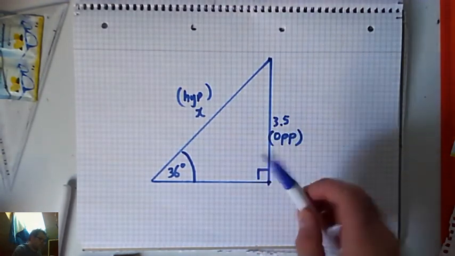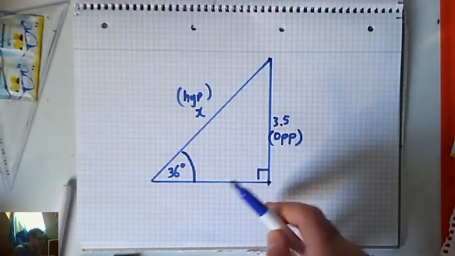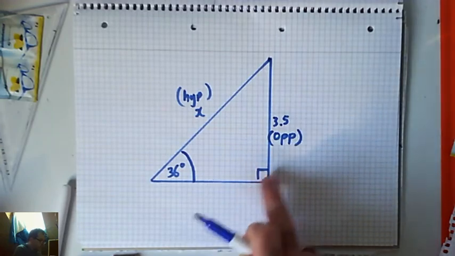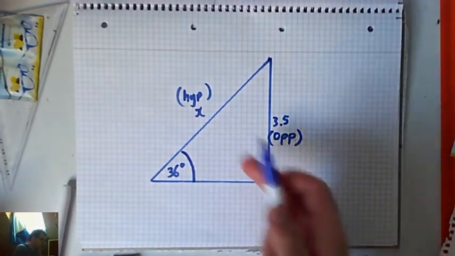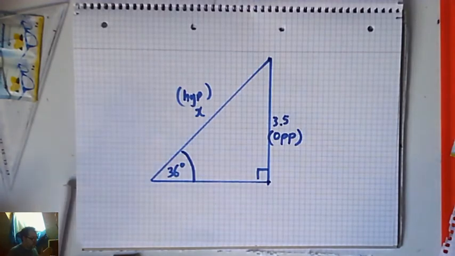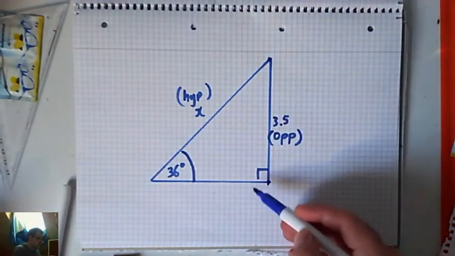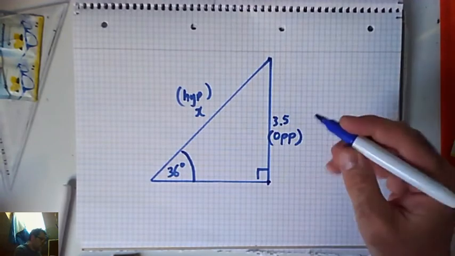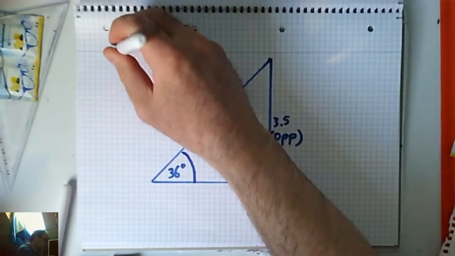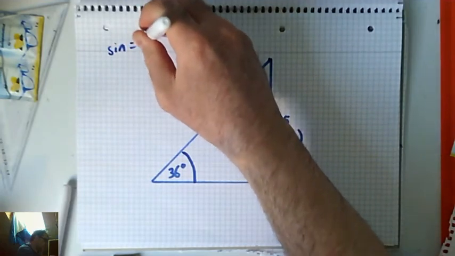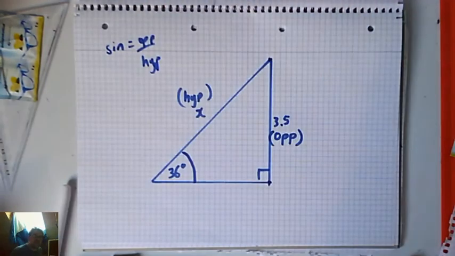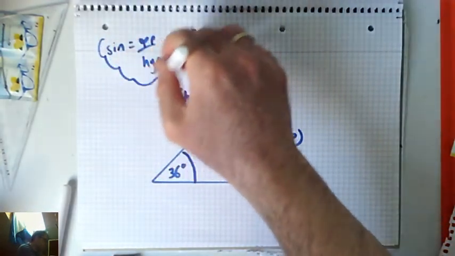So if it's across from the biggest angle, I don't want to use the word opposite too much because it confuses with opposite there, but the one that's across from the 90-degree angle is always going to be the hypotenuse. The biggest side is always going to be across from the biggest angle. So anyway, opposite and hypotenuse, that is sine. Sine equals opposite over hypotenuse, if I can write that legibly.